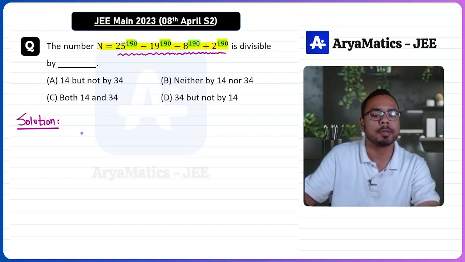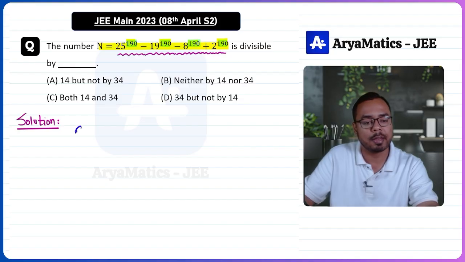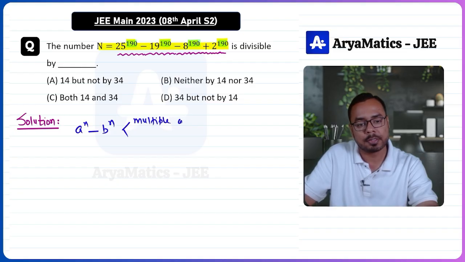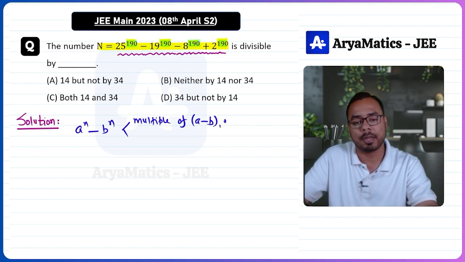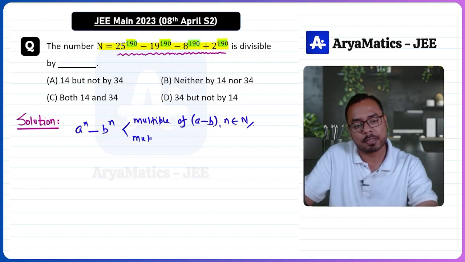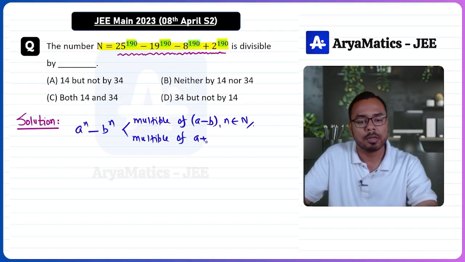In fact, there are two concepts. The very first one is that if I have a raised to n minus b raised to n, where n is some natural number, some positive integer, then this is always a multiple of a minus b. N is any natural number, and if n is an even number, then this is a multiple of a plus b also. And using the factor theorem, one can easily prove this result also. So if n is an even number, then it will be a multiple of a plus b.